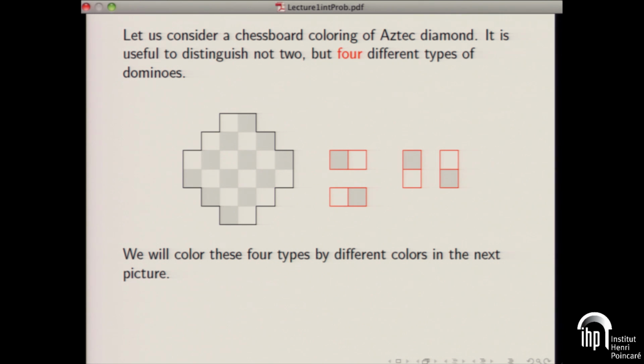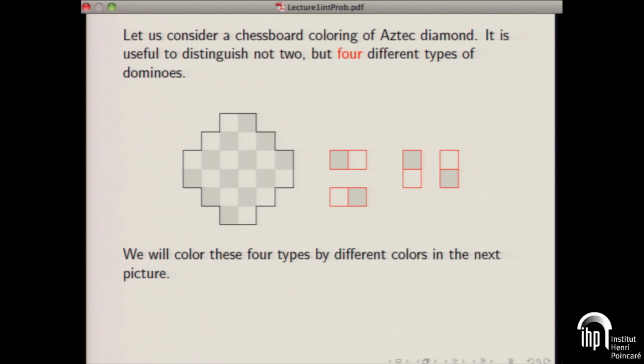So we will consider a chessboard coloring. Is it visible? Well, it's visible. So we consider a chessboard coloring of the Aztec diamond. And it's quite clear that each domino should cover 1 black cell and 1 white cell. And we will distinguish these 4 types of dominoes. So we will distinguish between these 2 types of dominoes and between those 2 types of dominoes. And on the next picture, we will color them by 4 different colors.